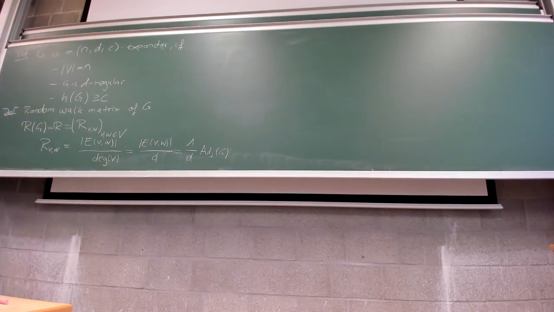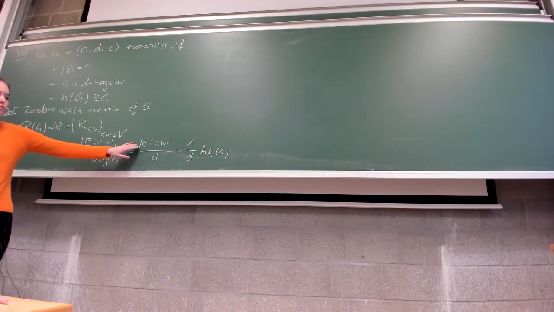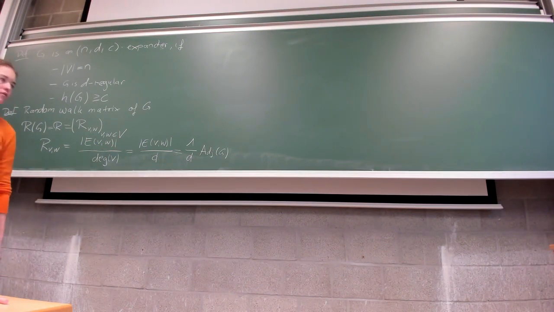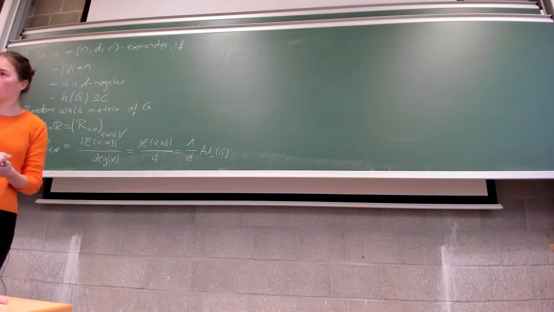If you don't know the adjacency matrix, you can take this as a definition. That's for the case where we never have multiple edges, or no, the adjacency matrix also counts multiple edges. It still works.